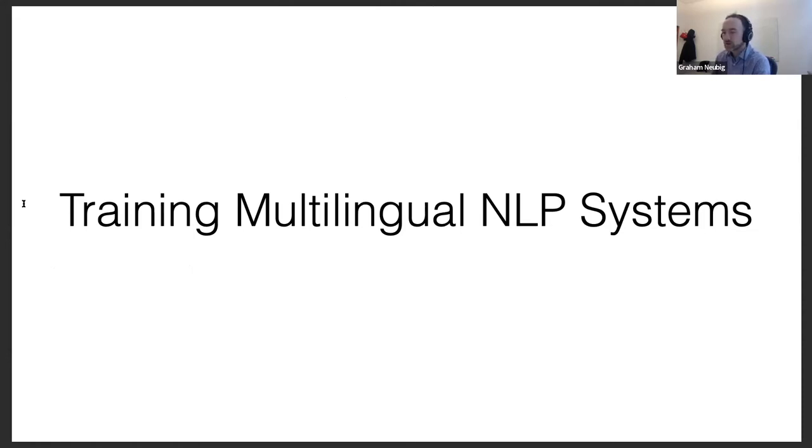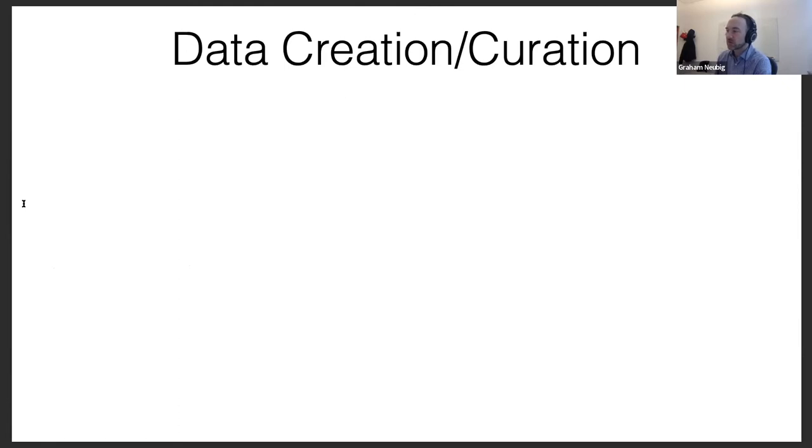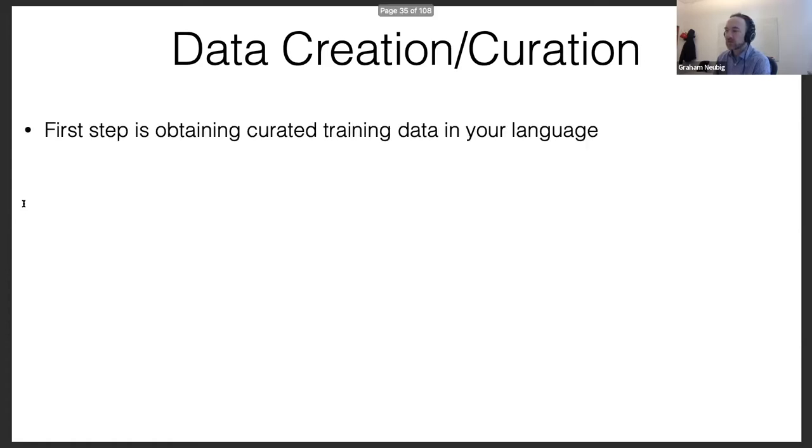So we're training multilingual NLP systems. One very important part of this is data creation and curation. And the first step is obtaining curated training data in the language that you're interested in. And what I mean by curated is basically it's in a form that you can use easily, not random PDFs that were scanned in the 1950s somewhere on the internet, because that's hard to feed into your FairSeq machine translation model.